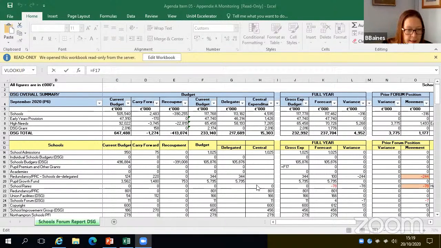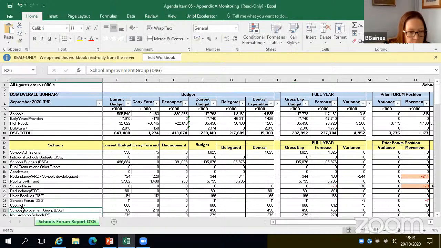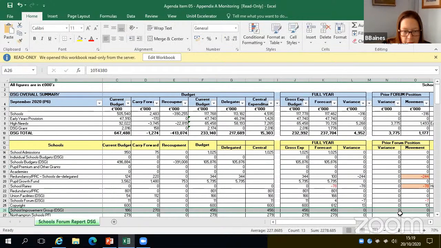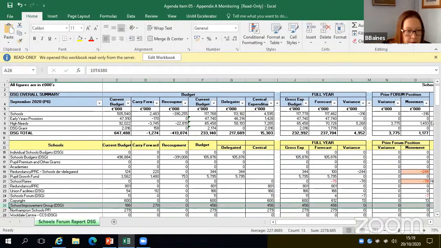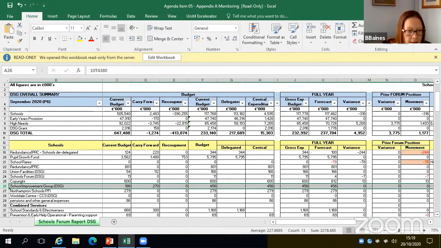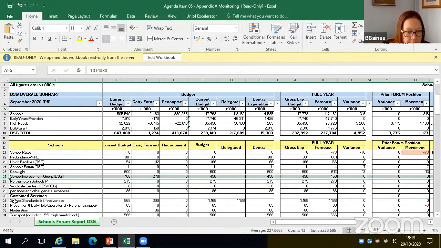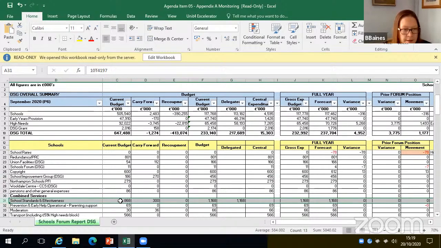So you can see the School Improvement Group is on row 26, and that's the de-delegated part. And then you have the School Standards and Effectiveness as a separate budget, which is DSG and I think a combined service, so there's an NCC contribution as well. That's a separate budget. Okay, Pat, does that answer your question as to why non-maintained schools appear to be benefiting?